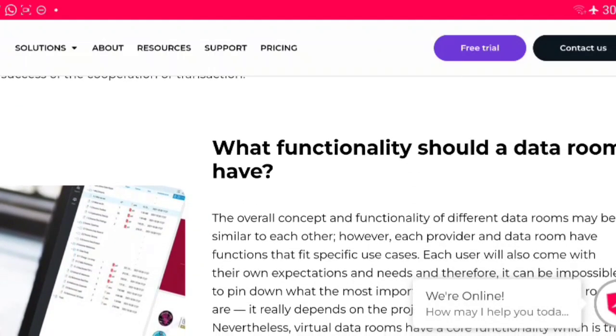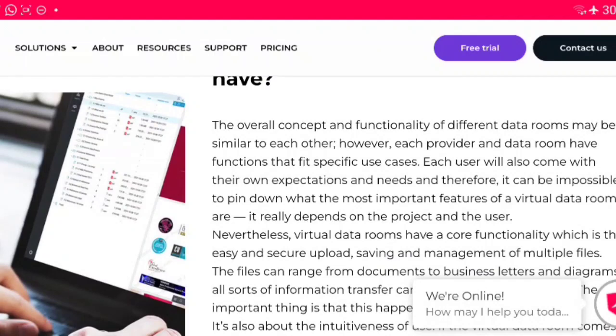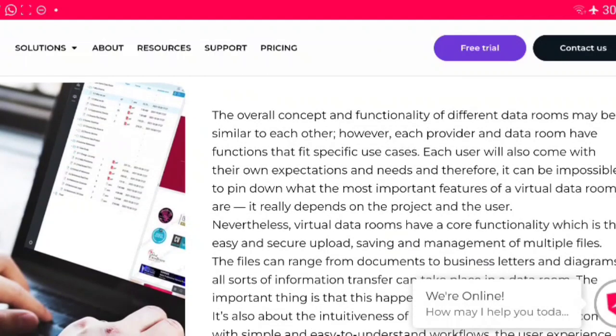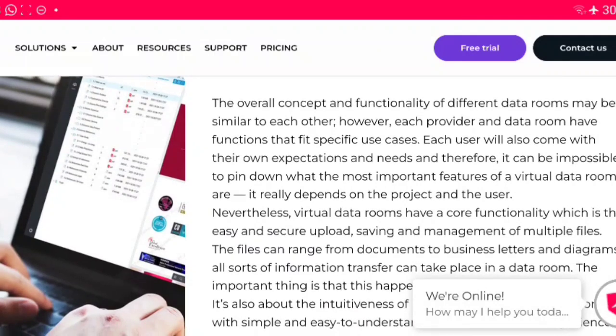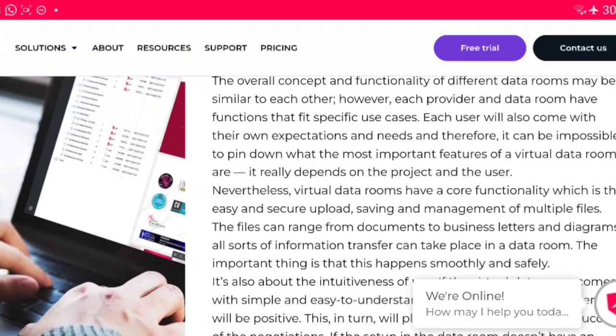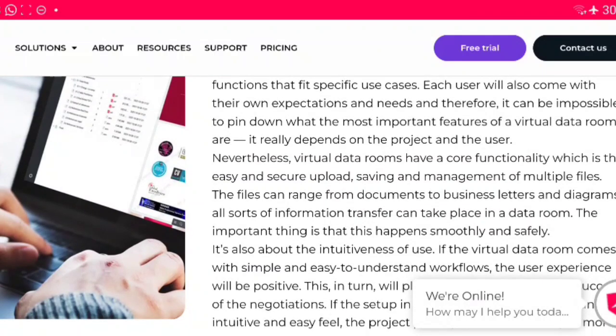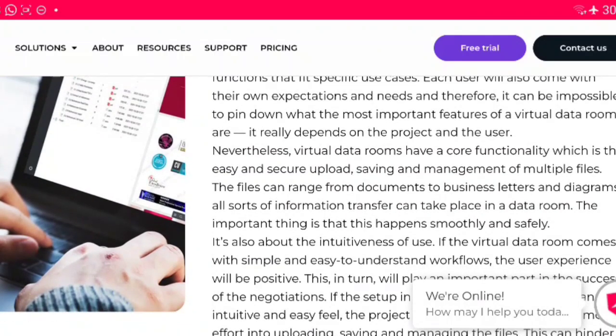What functionality should a data room have? The overall concept and functionality of data rooms may be similar to each other. However, each provider and data room have functions that fit specific use cases. Each user will also come with their own expectations and needs, and therefore it can be impossible to pin down what the most important features of a virtual data room are. It really depends on the project and the user.